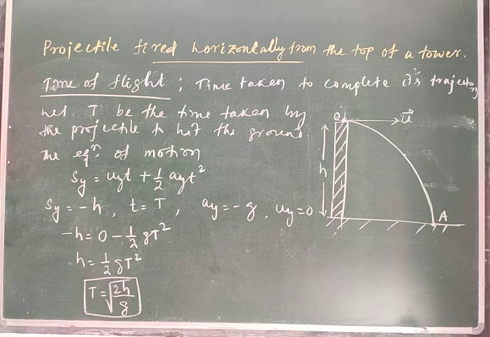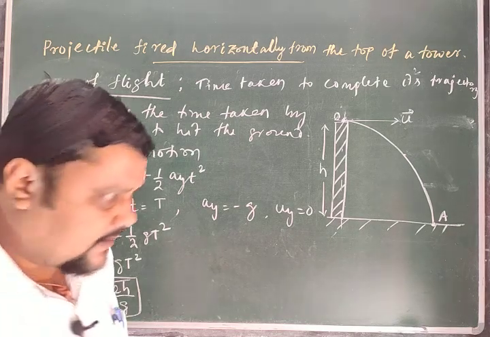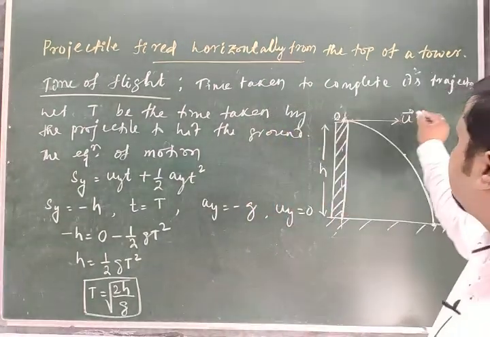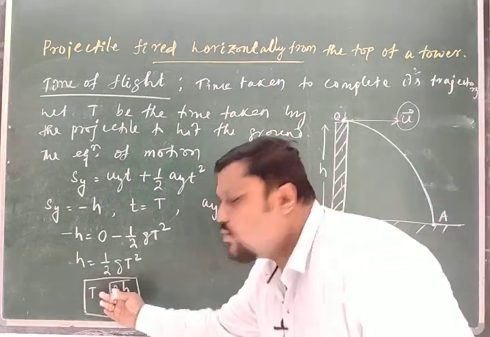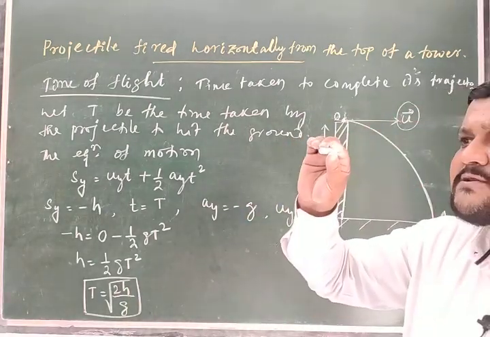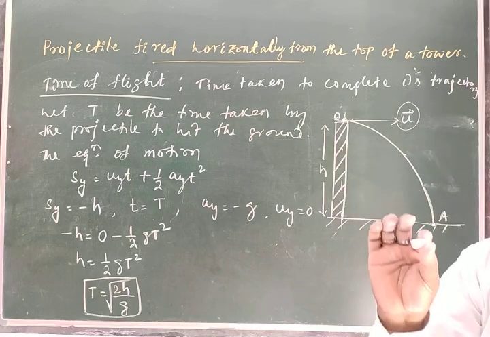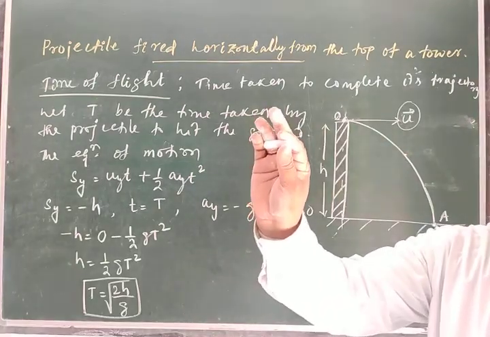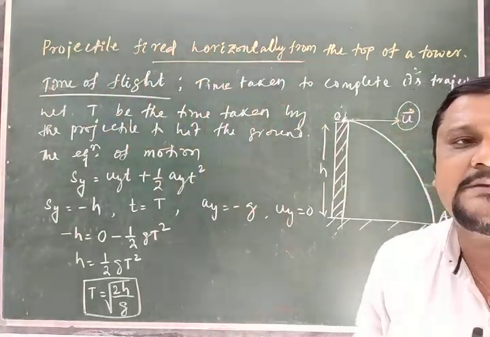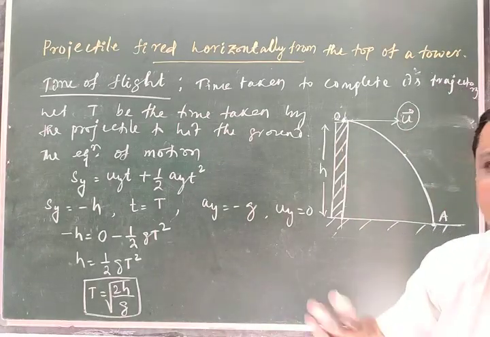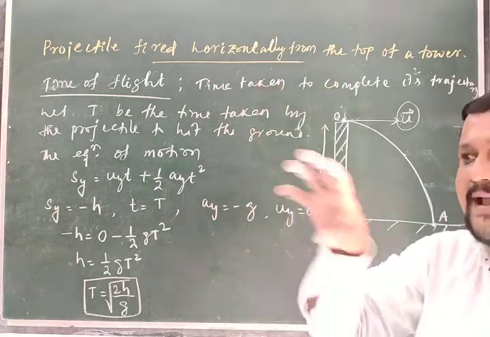Thus, when a body is projected horizontally from the top of a tower, the time taken by it to reach the ground is independent of the velocity with which it is thrown, because this expression has no u component. It is independent of u. It means that if I give a horizontal initial velocity of 25 meters per second at the top of the tower, and you give a velocity of 23 or 50 meters per second to the projectile, then to hit the ground from the same height, it will take the same time.